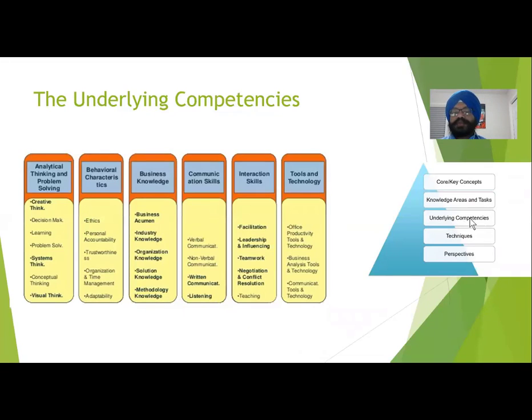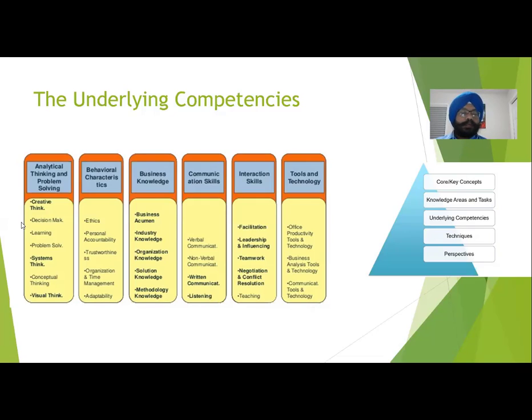Now I'm going to jump to the underlying competencies. When we are talking about the underlying competencies, these are the competencies identified by the BABOK. In that, we got these 6 categories. Like in the book, you'll find all those different competencies.